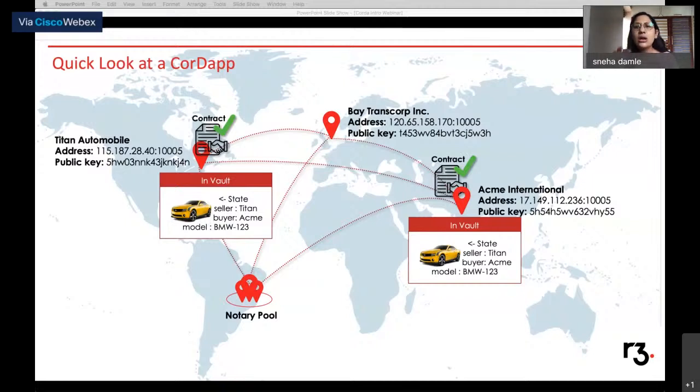He will also attach a contract which is agreed between Titan and Acme. This contract will have all the constraints and the rules around the car transfer. Titan will execute this contract on his side. And if he thinks that the contract satisfies all the rules and all the constraints which have been discussed between Titan and Acme, then he'll simply sign this transaction using his own key. He will then send this partially signed transaction to Acme.